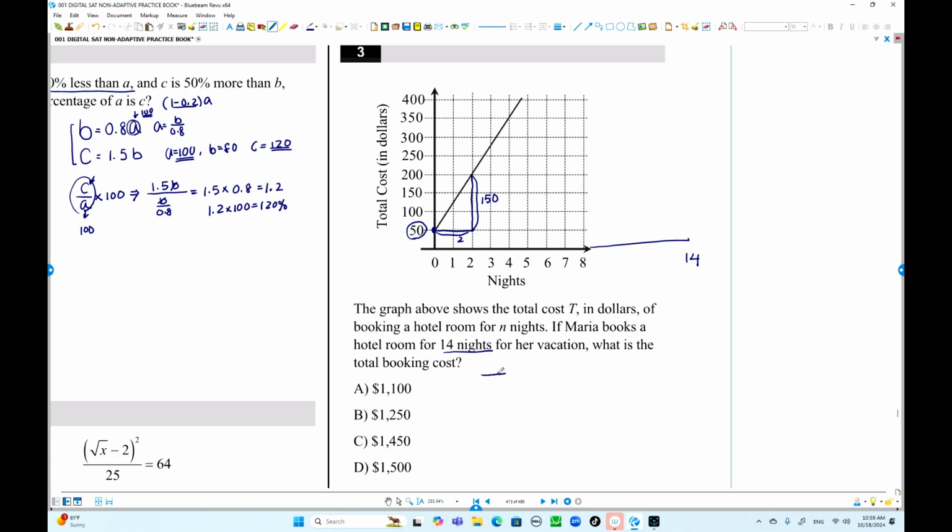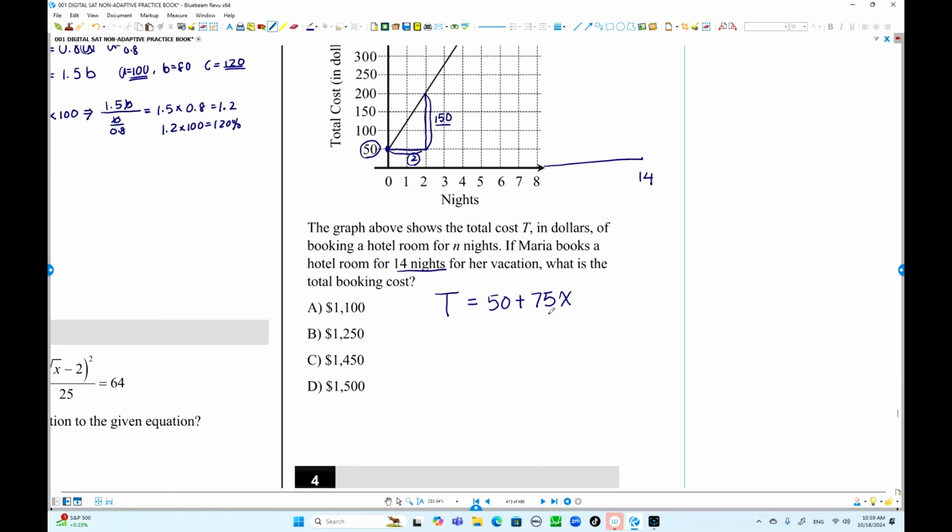So the total cost, I'm going to write down 50 plus 150 divided by 2. That's the slope, right? So that's for 1 night more, the cost, 75. And x is the number of nights. So x is 14, so times 14 over here. Let me see, use the right decimals. 1050, plus another 50, 1100 is the answer.